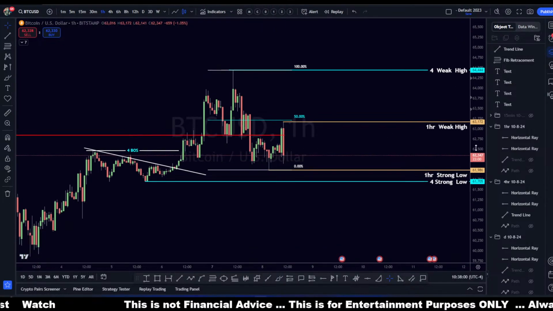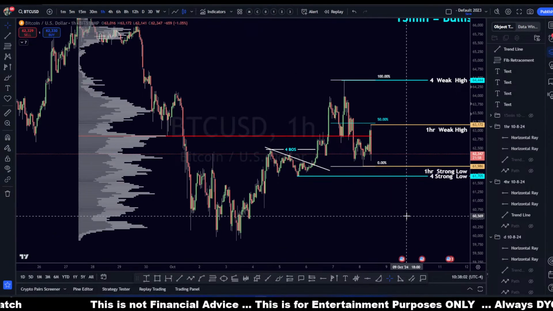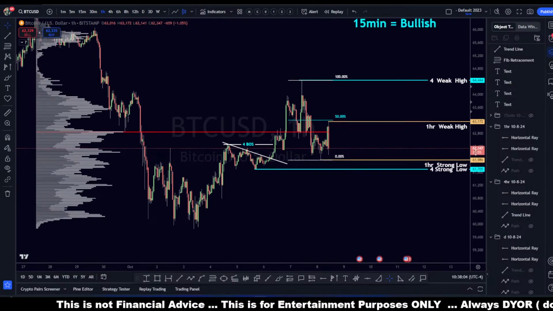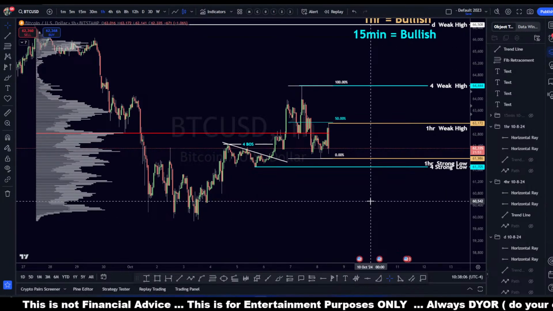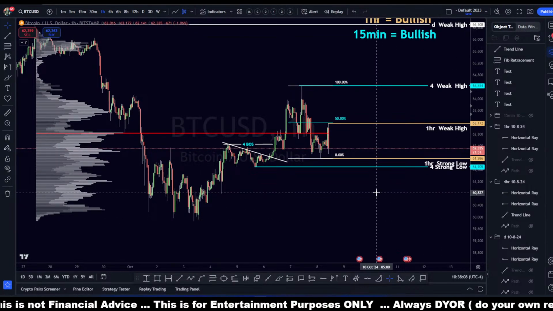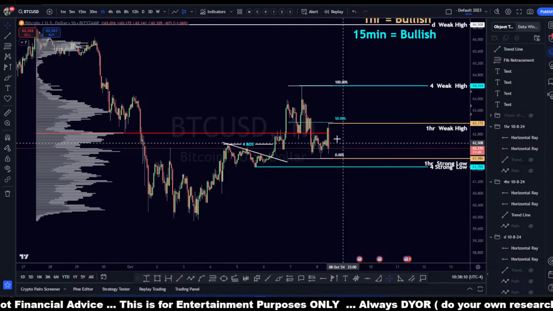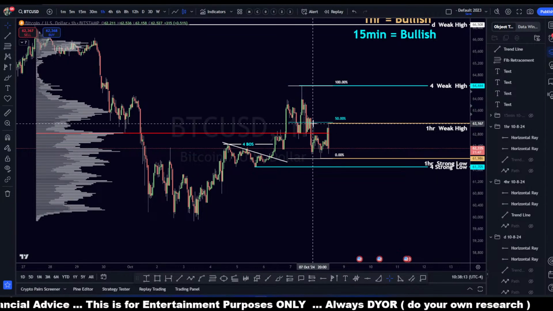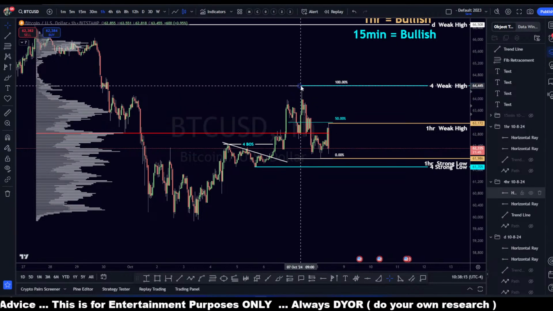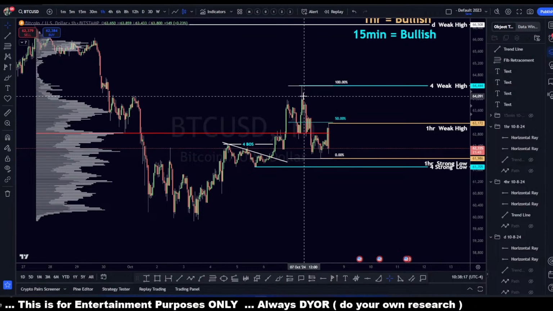And now what do I think is going to happen based off of the price action? We do have an area of liquidity right here, which is the wick.